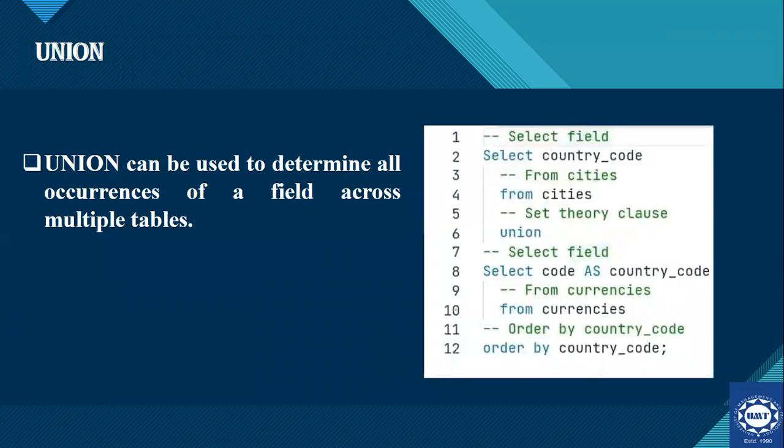Union. Union can be used to determine all occurrences of a field across multiple tables. In this query, you can see there are different tables and union is being used to determine all occurrences of the field across these two tables.